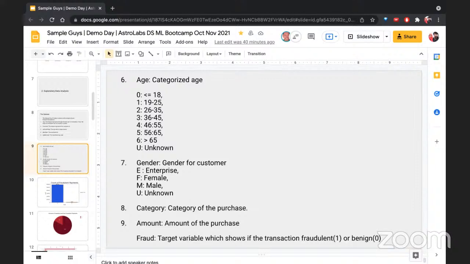And the age is categorized into 6 plus an unknown category, depending upon the age group. And gender is primarily female and male. And we have ignored the unknown and enterprise because there weren't many transactions in that. And the category of purchase and the amount of purchase. So this is the target variable. We are going to find out, depending upon all these features, whether the transaction is fraud or not.